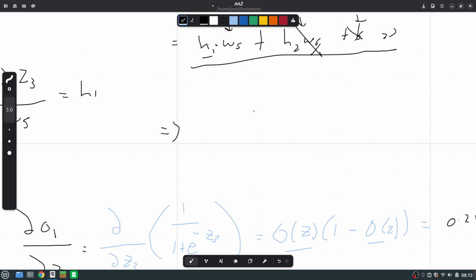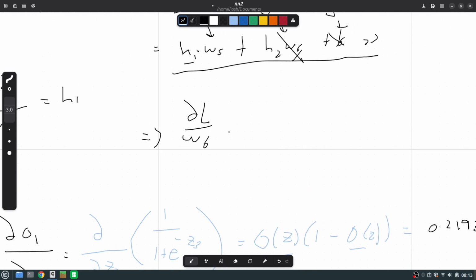suppose, okay, let me write it back. So the partial derivative of the loss with respect to W6. So this is just going to be, just give me a second, I'm just writing these out. Very bad handwriting. Times the partial derivative of z3 with respect to change in W6.